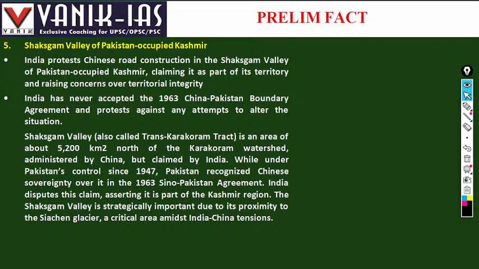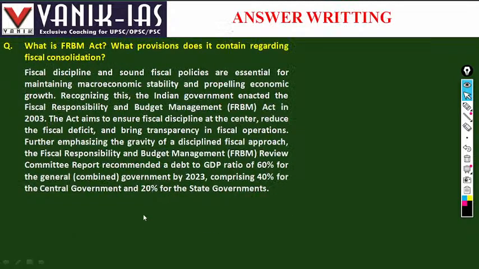The Shaksgam Valley, also known as the Trans-Karakoram Tract, is an area of about 5,200 square kilometers north of the Karakoram watershed, administered by China but claimed by India. While under Pakistan's control since 1947, Pakistan recognized China's sovereignty over it in the 1963 Sino-Pakistan Agreement. India disputes this claim, asserting it is part of the Kashmir region. The Shaksgam Valley is strategically important due to its proximity to the Siachen Glacier, a critical area amid India-China tension.